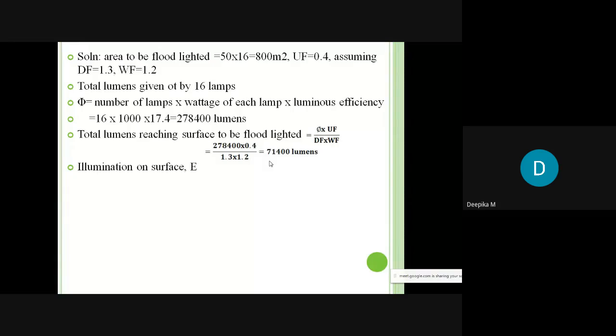Next, illumination only we need to calculate. Illumination is nothing but total lumens divided by area. So therefore, it is 71,400 divided by 800, which is nothing but 89.25 lumens per meter square.